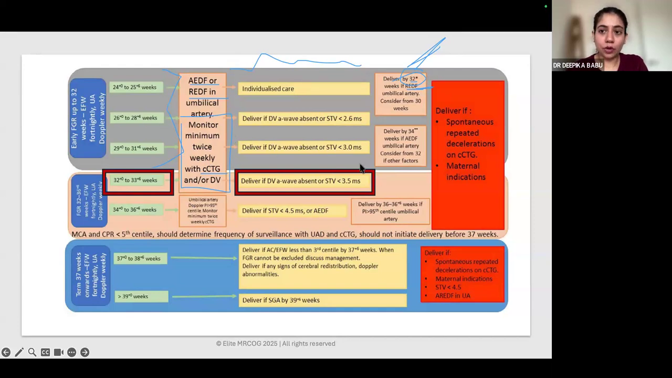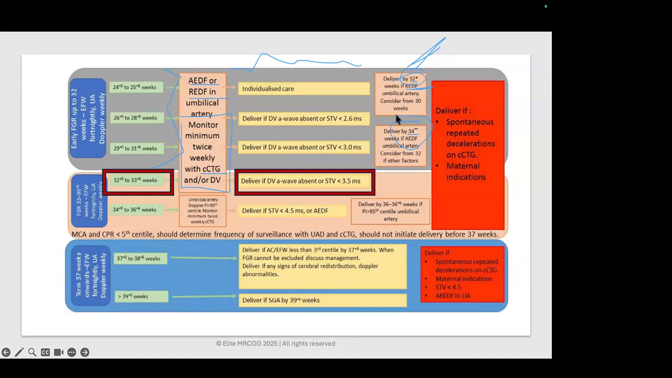Same patient, you were following her up. She has crossed 32 weeks because it was still absent end-diastolic flow. The moment it is 34 weeks, you will deliver her. That means we are not letting any early onset FGR which was diagnosed before 32 weeks to cross 34 weeks for absent end-diastolic flow, and we are not letting the baby to cross 32 weeks for reversed end-diastolic flow when your ductus venosus and computerized CTG are normal. Clear, everyone?